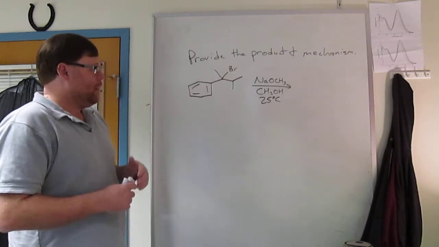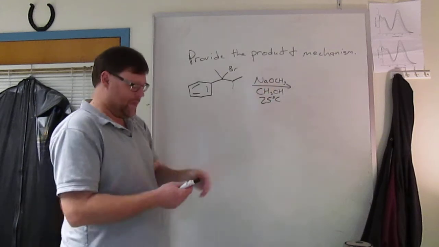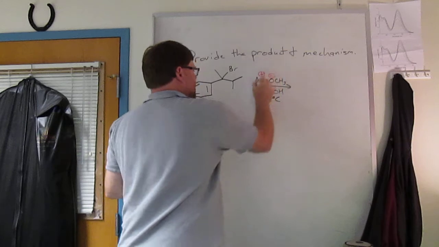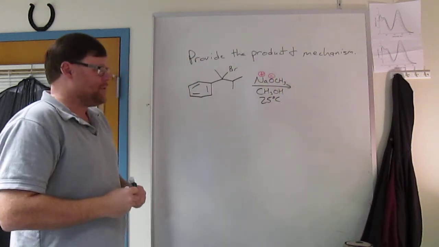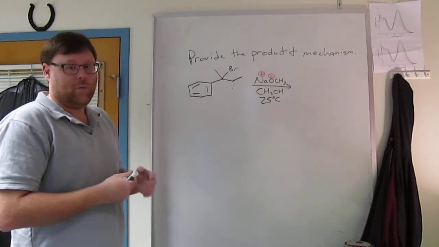Do you have a strong base or a good nucleophile? In fact, you have both. So sodium methoxide is a strong base. That sodium is a +1. The methoxide is a -1. So that oxygen has a localized negative charge on it. It's a strong base. Now, a word of caution.